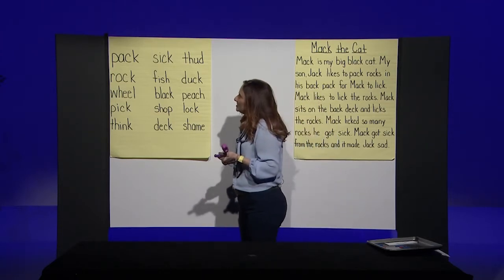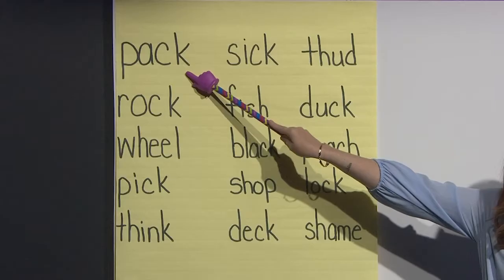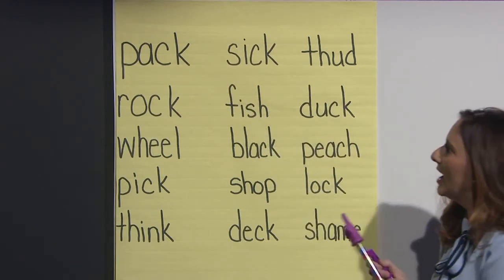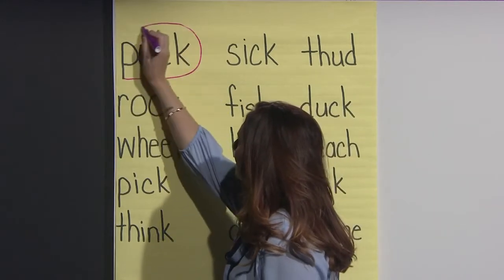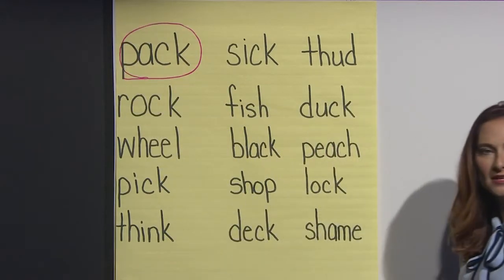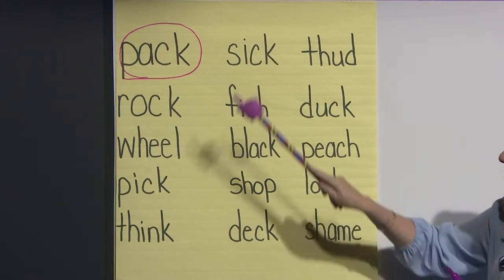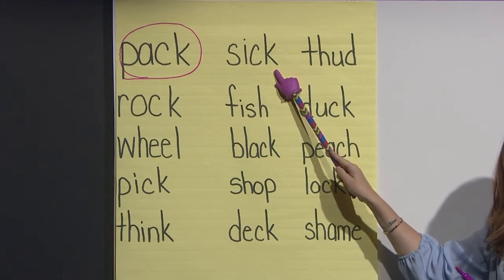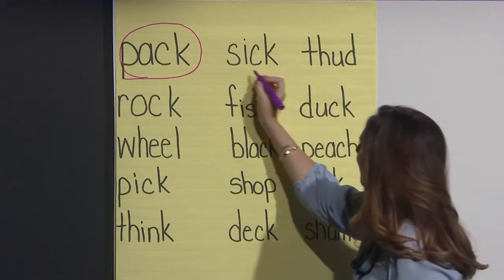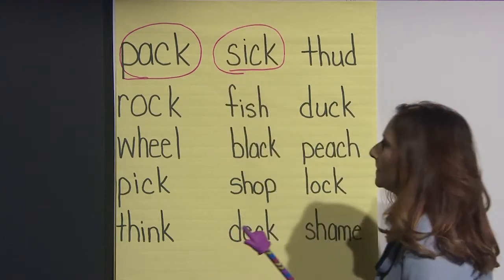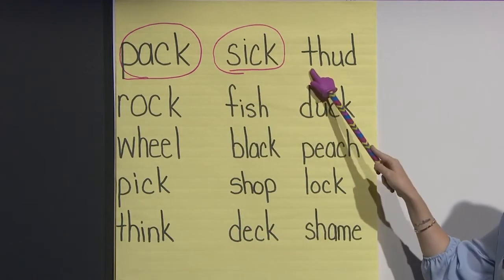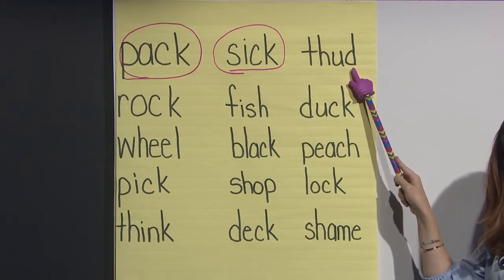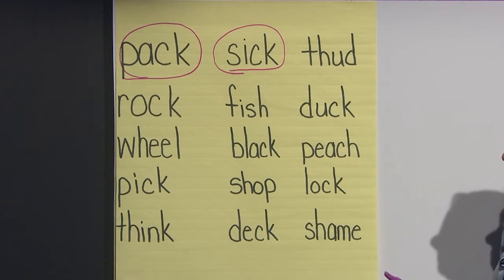So let's read these words. My first word is pack. Is that a CK word? It is, boys and girls. So I'm going to circle pack. Let's read our next word and see if it is a CK word. Sick. Do you see CK at the end of that word? I do too. So I'm going to circle that word. And our last word is thud. It has a digraph in it, but does it have digraph CK? No, it doesn't. So we're not going to circle that word.